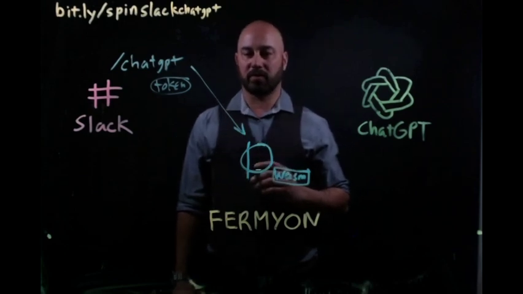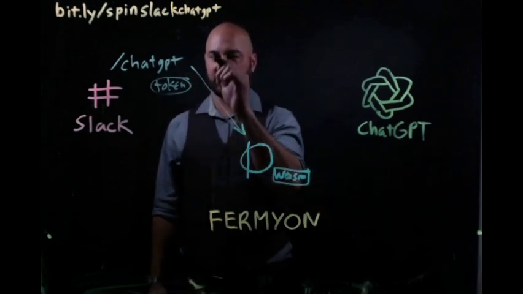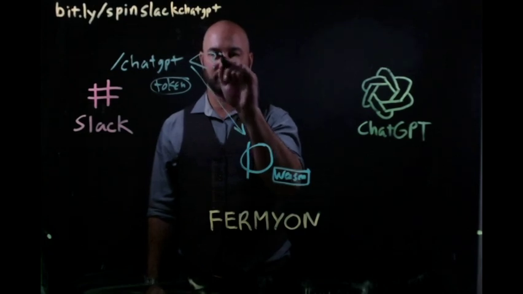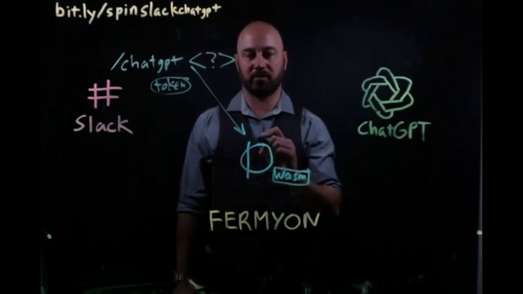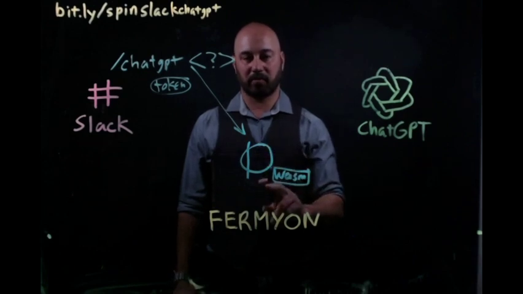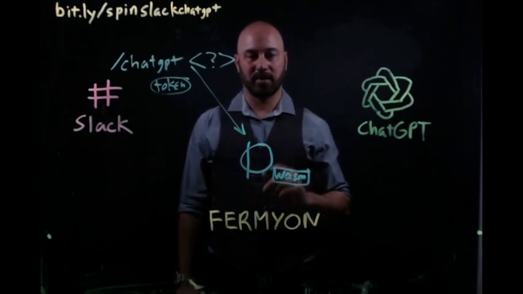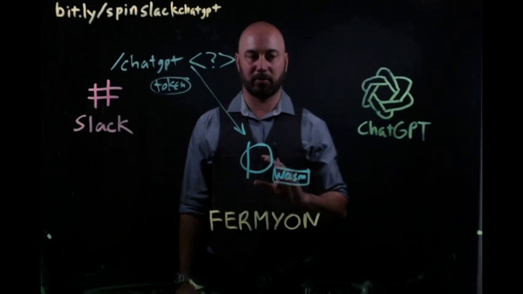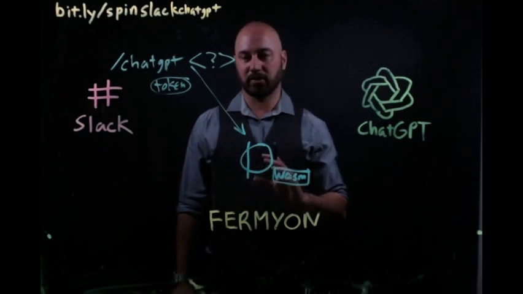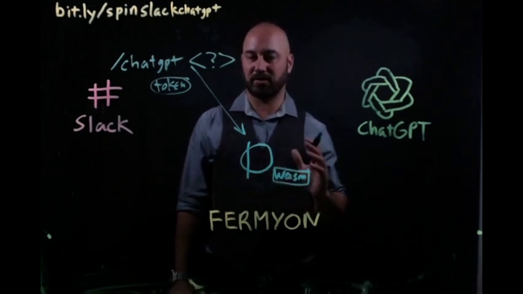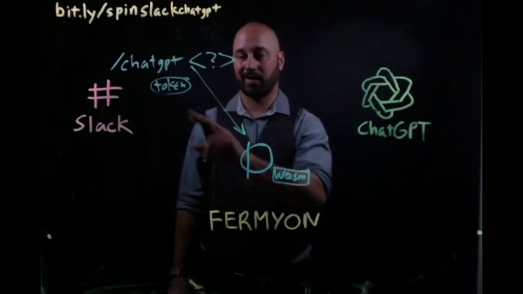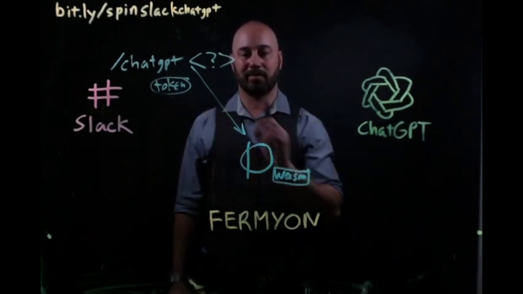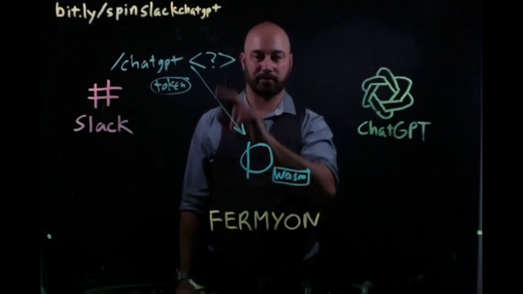When a user types slash ChatGPT and then some question in a channel, the app will forward the request to the specified endpoint. This is where our Spin app comes into play. Spin handles HTTP and SSL termination for you, handing our function a request, which includes the entire HTTP request. We then need to parse that to do a few things. First, authenticate the Slack token, and second, extract the query.